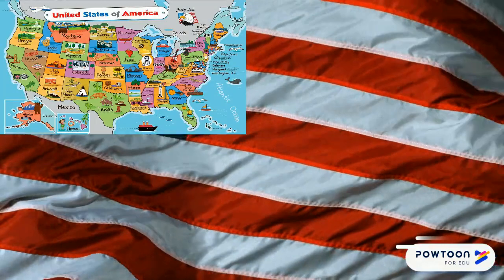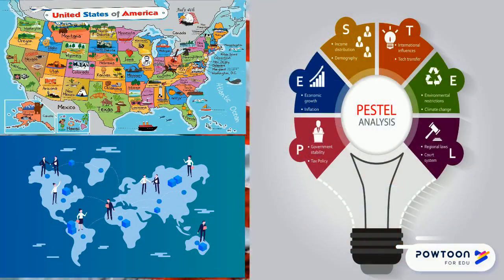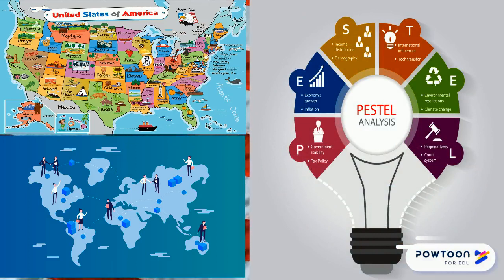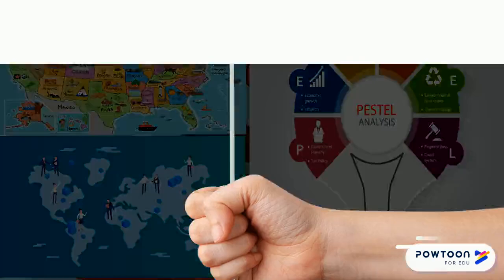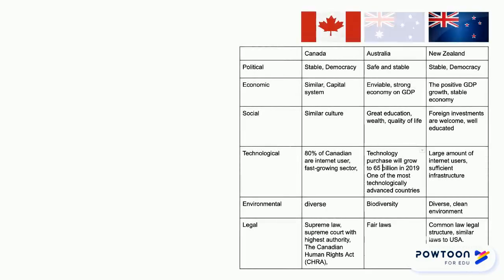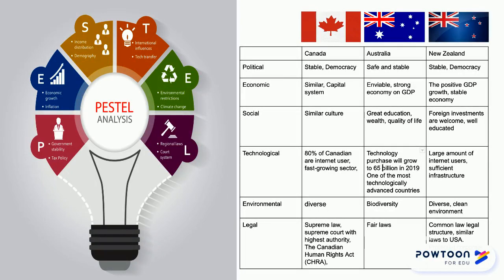PESTLE is a framework used by marketers to analyze how external factors will impact an organization or an industry. We will be using a PESTLE analysis to determine which overseas markets provide the highest benefits and the least risks, by determining which markets have the most similar inputs to that of the United States. Here, we can see that the countries of Canada, Australia, and New Zealand all provide safe and stable economies that have market fits for the services we are selling. Therefore, we will choose to expand to these countries first.